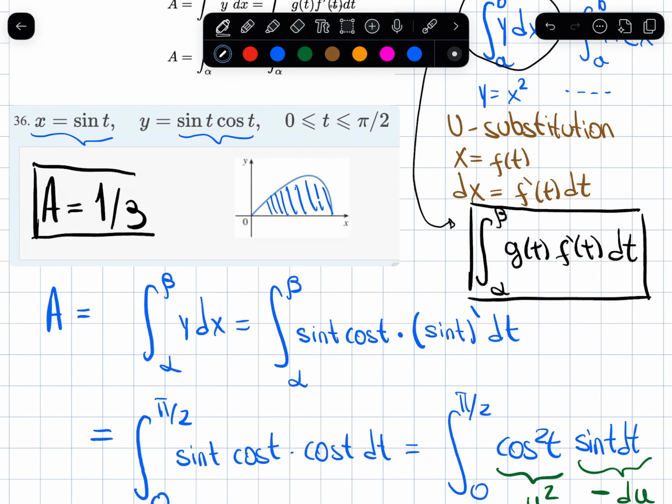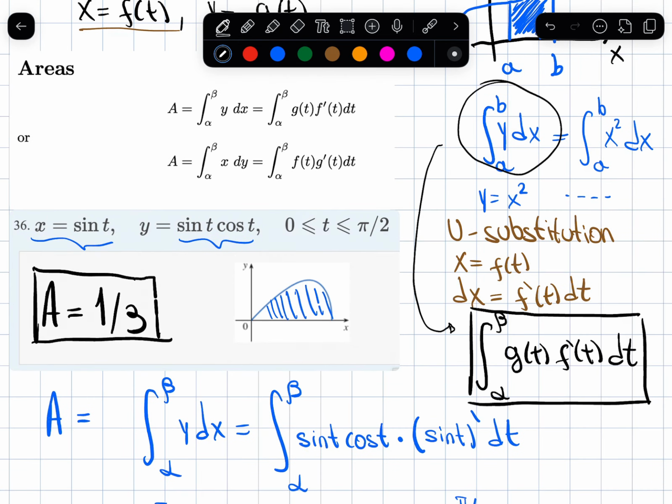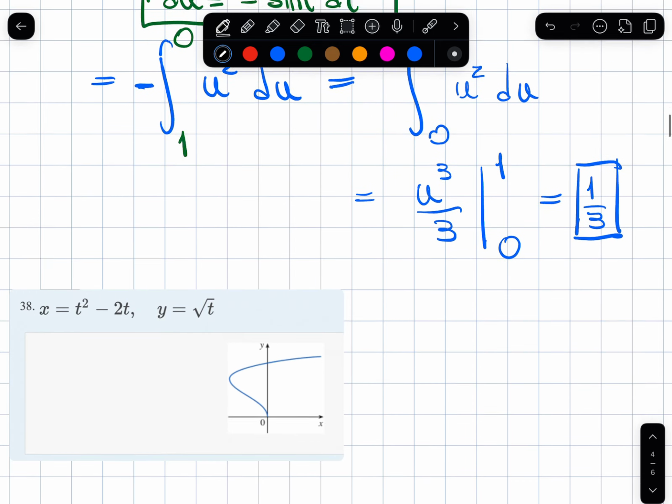Okay. That's pretty much it. I want to solve one more example now where I use the second formula, where I use x dy instead of y dx. You should definitely write this formula down, memorize it. This is not one of the most difficult formulas to memorize because it's so similar to the ones you've seen and used in calculus too. So let me do the other example now.